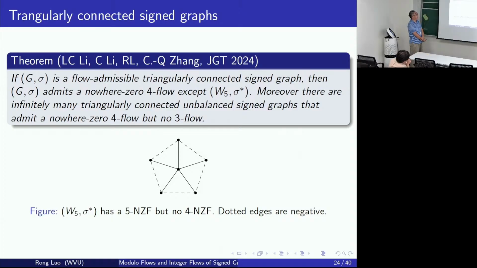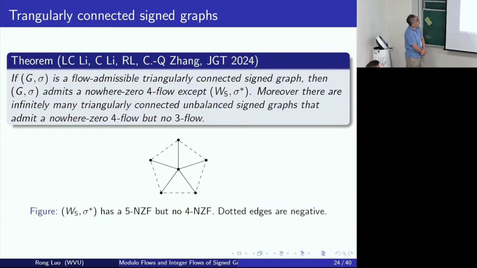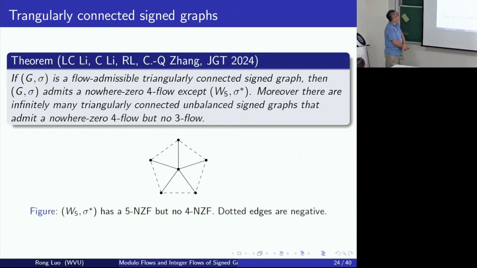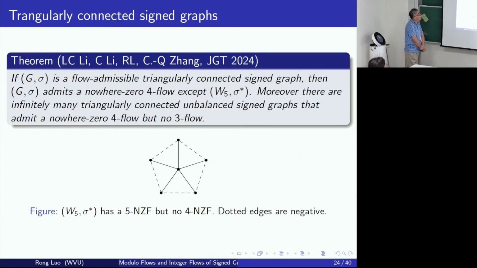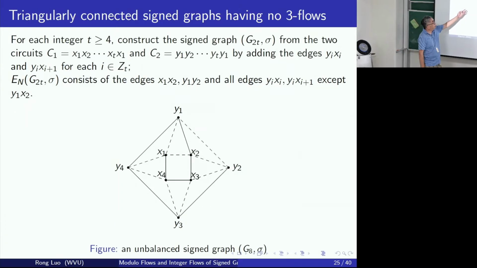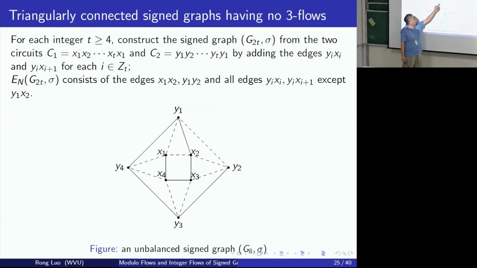So that's the only graph we have, instead of an infinite family of graphs. There's only one here. And we also constructed infinitely many triangular kinetic unbalanced signed graphs that admit a nowhere zero 4 flow, but no 3 flow. So that's the construction here. You have two even cycles, then you just put some edges there to make this a 4-regular graph.